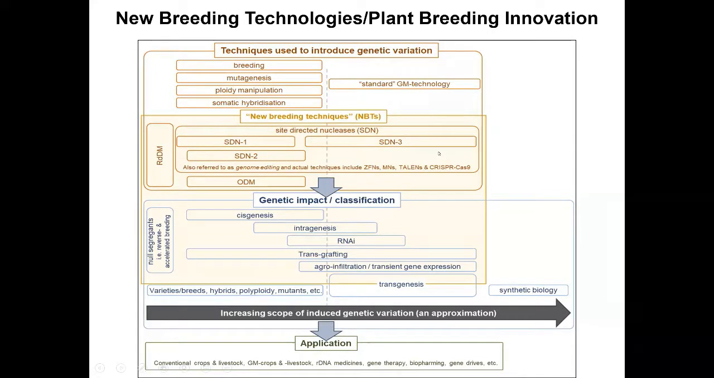We'll just be talking about CRISPR. We'll be talking about synthetic biology. We'll be talking about things like RNAi, which is used a lot in medicine as well. We'll be talking about grafting and so on. And all these applications are going into conventional crops and livestock, the old GM crops, the rDNA medicines, gene therapy, biofarming, and also gene drives that I spoke about when I touched on mosquitoes. So there's quite a change that is coming. So we might not even talk about the GM technology anymore in about 10 or 15 years to come.